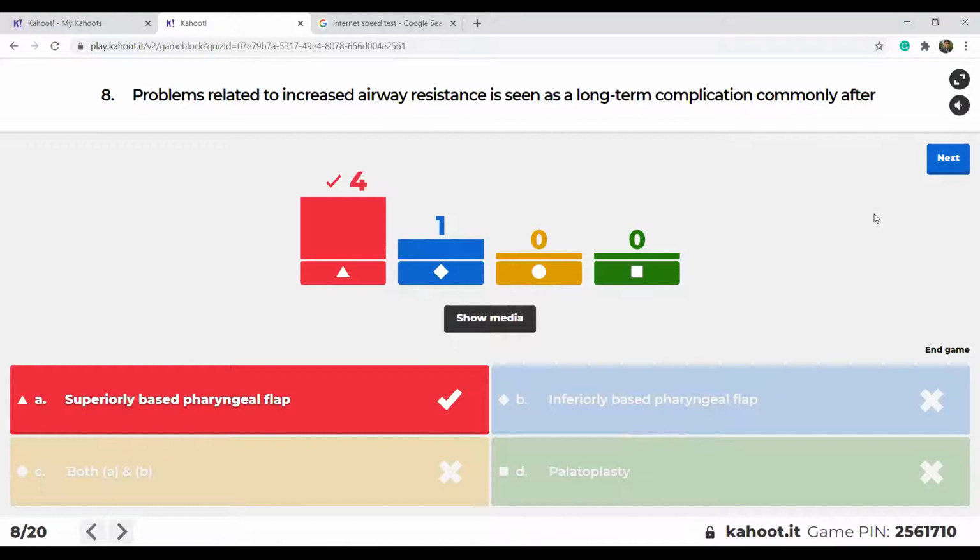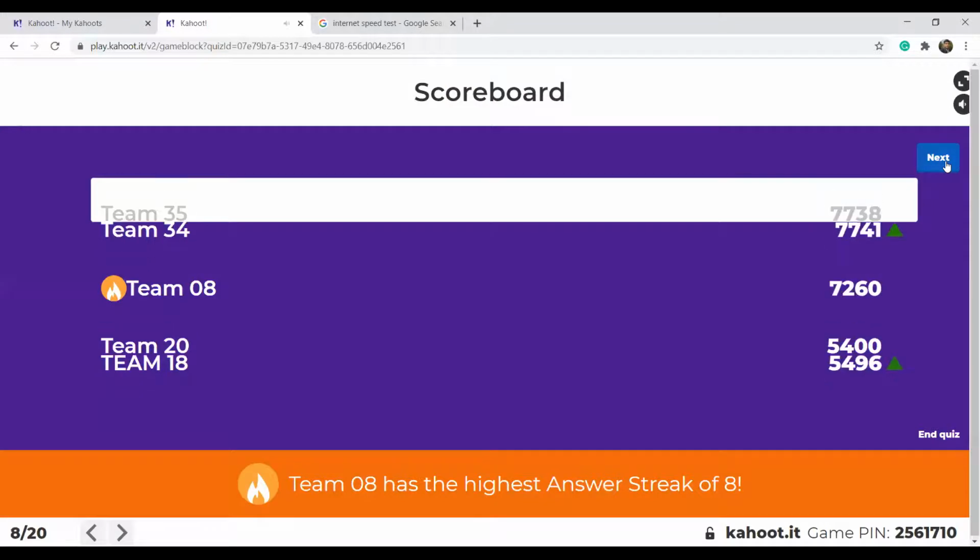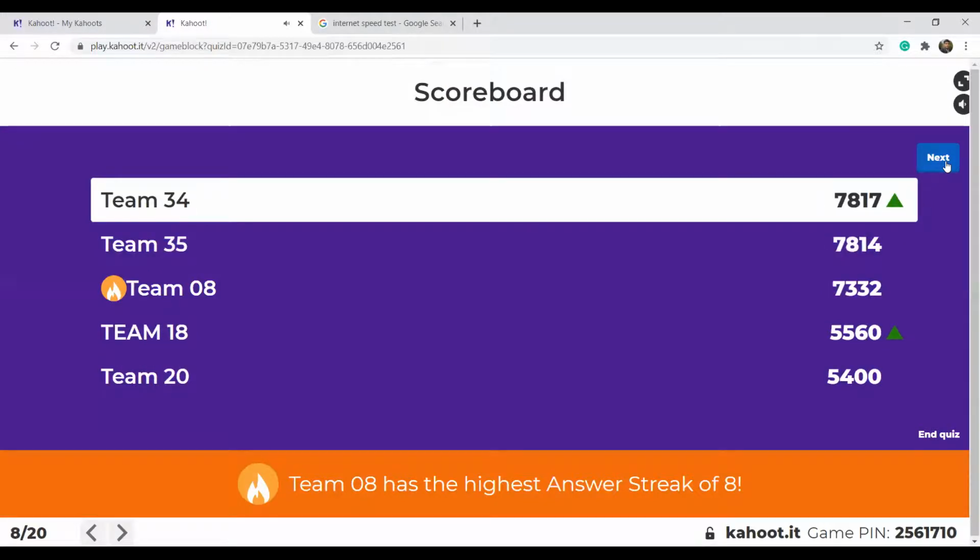Right, so next, the scoreboard, please. Okay, here is a change. Team 34 on top now. Right, that's good competition. Let's move on to the next question.